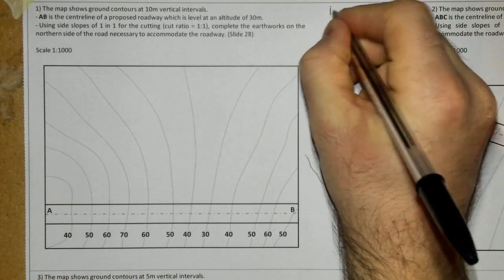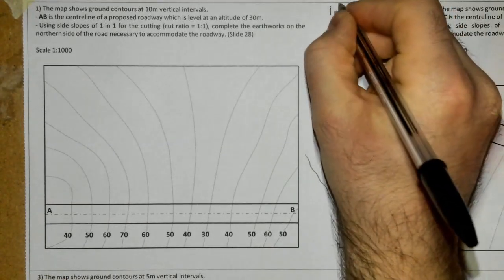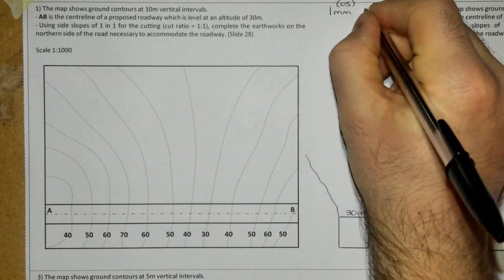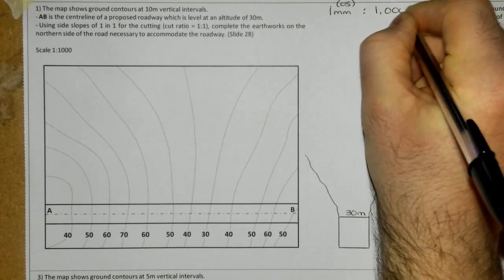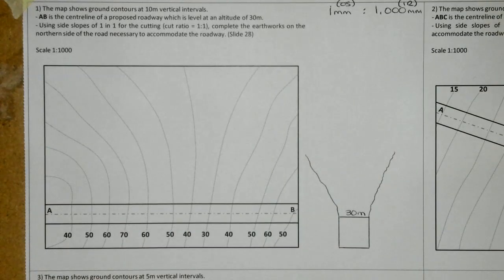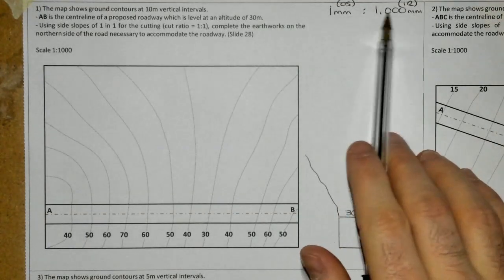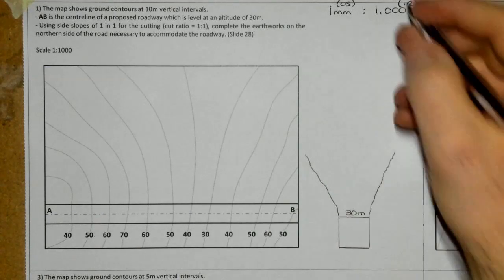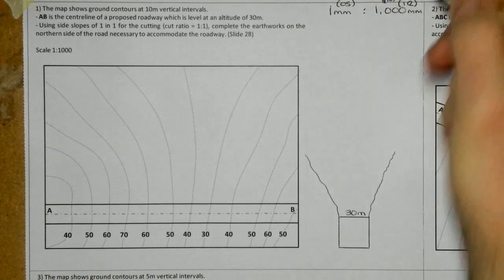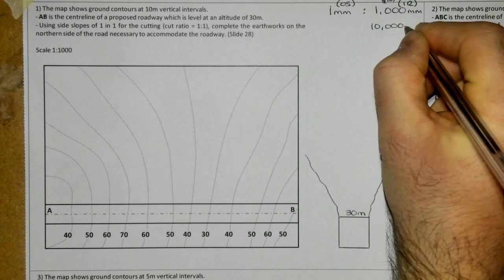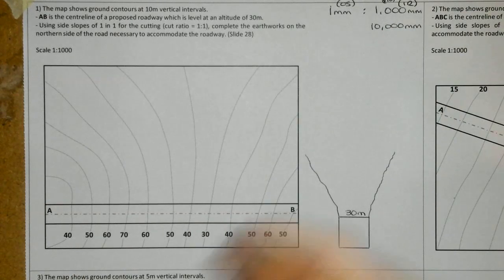So we know, let's work this out, 1 millimeter, and I'm going to put above that OS, which stands for on sheet, is to 1000 millimeters in reality, IR. Okay, now we know the distance between our contours is 10 meters. So we know 1000 millimeters is 1 meter. To make up 10 meters, I need to multiply that by 10. So multiply 1000 by 10, we get 10,000 millimeters, which we know is equal to 10 meters.